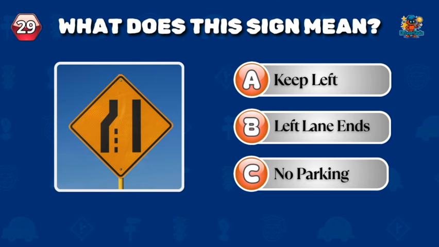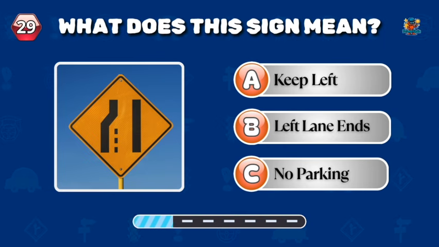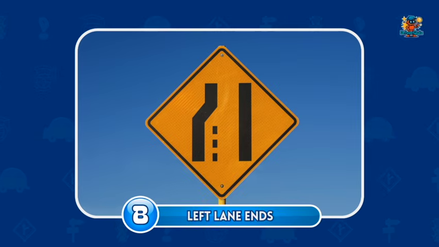Question 29. A. Keep left. B. Left lane ends. C. No parking. Left lane ends. Left lane is ending. Merge right.